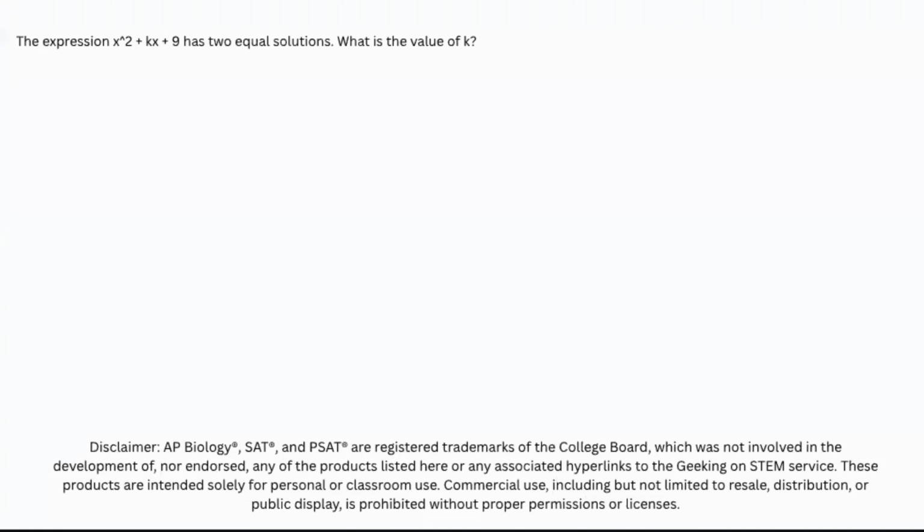Let's try to tackle this problem together. This problem states that x squared plus kx plus 9 has two equal solutions. What is the value of k? Go ahead and solve this problem, noting that the caret just symbolizes x squared. Pause this video and unpause once completed.